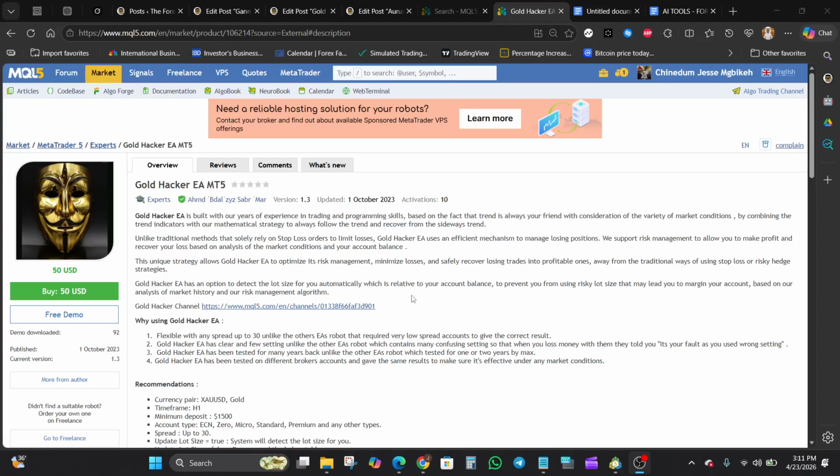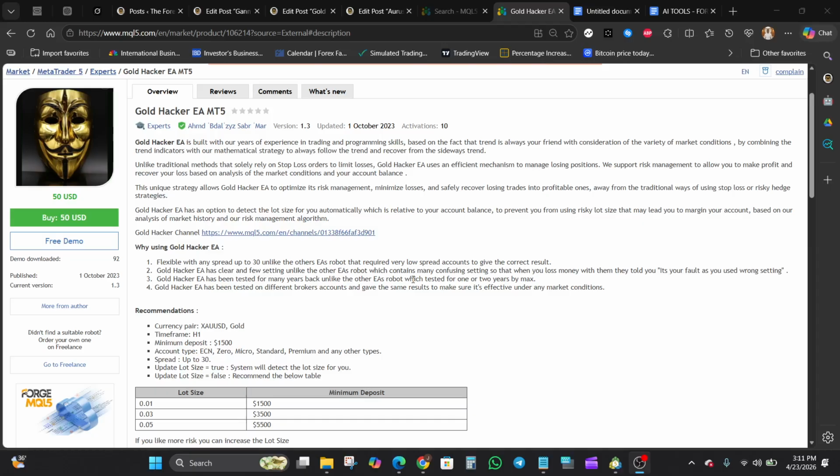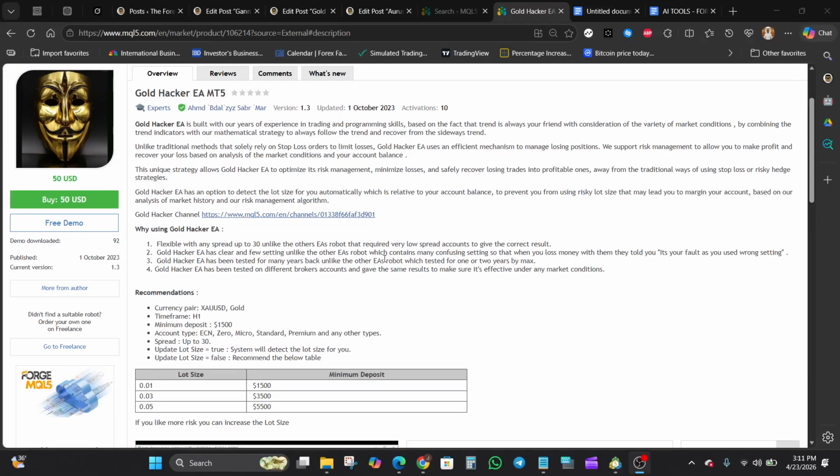All right, from the description, this EA is built around a trend following concept, but with an added layer of what they describe as a recovery based risk management system. Now, this is where it gets interesting. Unlike traditional systems that rely strictly on stop loss, this EA emphasizes its ability to manage and recover losing positions based on market conditions. So that already suggests we are not dealing with a simple one entry, one exit system. There's likely some form of position management or trade layering happening behind the scenes.